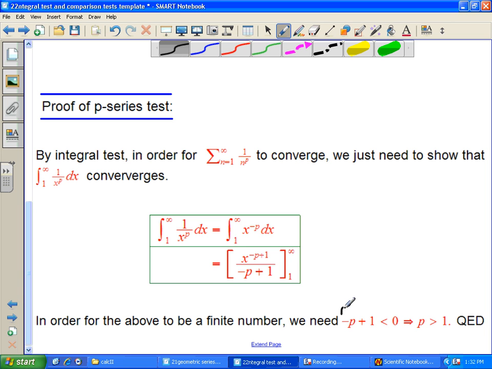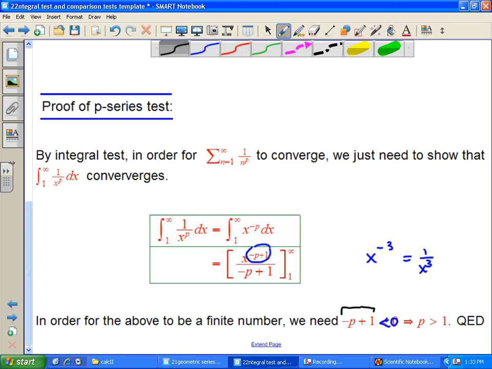What would you have to say about negative p plus 1? Think of this. If you have x to the negative 3, this will push it to go down, right? It'll be 1 over x cubed. So what do you want this power to be so that you end up in the denominator? You want that power to be less than 0. Because if it's less than 0, it's going to be like x to the negative 3. It's going to push it to the denominator, right? And if it ends up in the denominator, as x goes to infinity, this will go towards 0. So that's the only way this is going to converge.